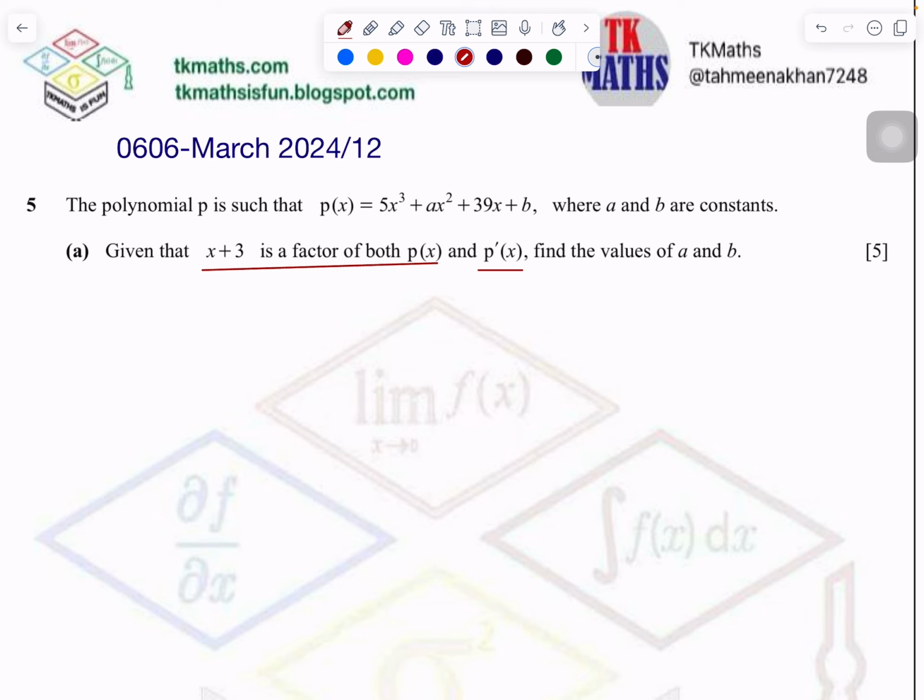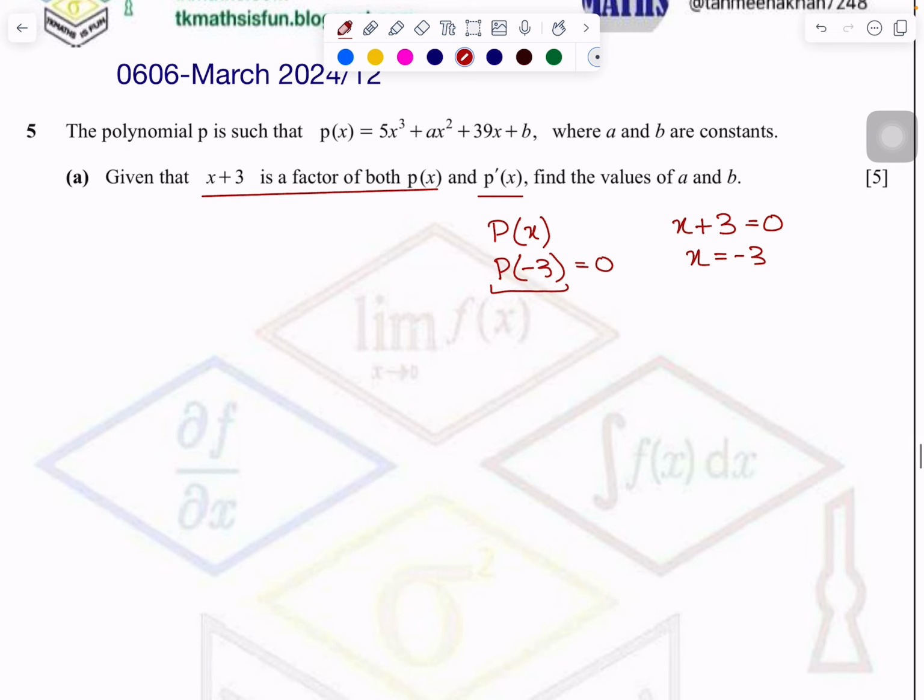We know p prime x means the differentiated function of the given function, and we have to find the value of a and b. Before I start, with respect to the factor and remainder theorem, if we know a factor of any function, you can get the value of x from there, and this value will give you remainder 0. In the given function p of x, if it is written as p of minus 3, then it will be equal to 0, because p of minus 3 will give you the remainder. So let's start solving the question.